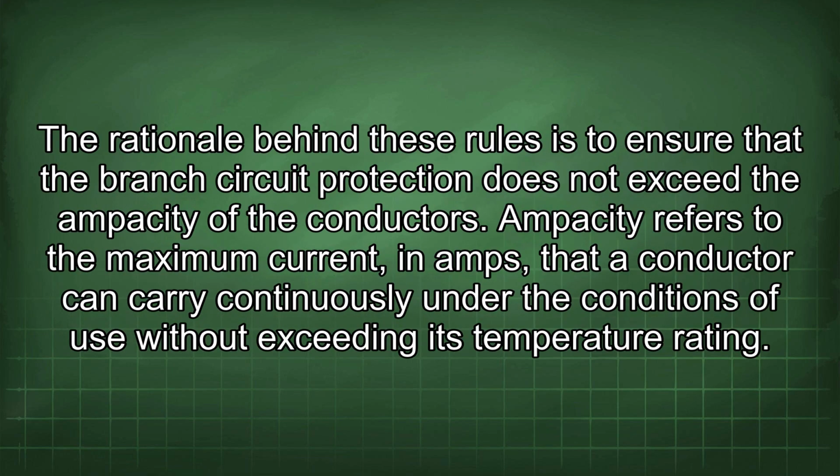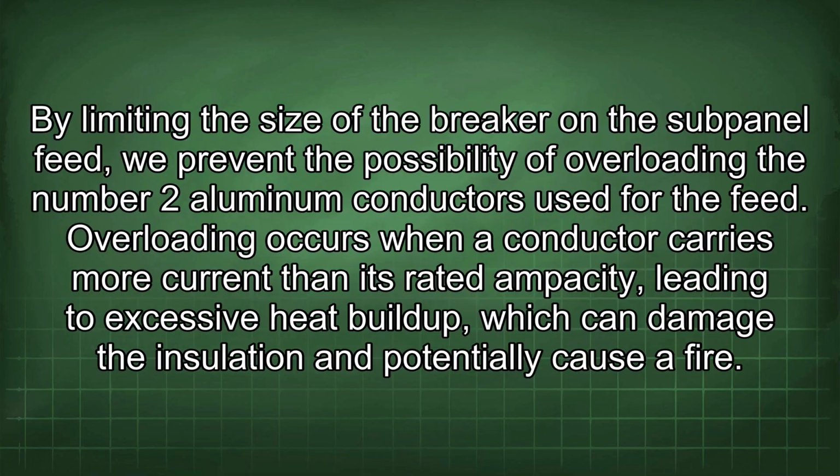The rationale behind these rules is to ensure that the branch circuit protection does not exceed the ampacity of the conductors. Ampacity refers to the maximum current, in amps, that a conductor can carry continuously under the conditions of use without exceeding its temperature rating. By limiting the size of the breaker on a subpanel feed, we prevent the possibility of overloading the number 2 aluminum conductors used for the feed. Overloading occurs when a conductor carries more current than its rated ampacity, leading to excessive heat buildup, which can damage the insulation and potentially cause a fire.